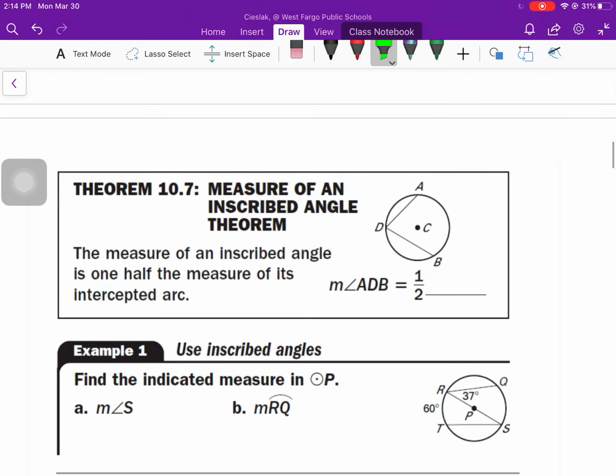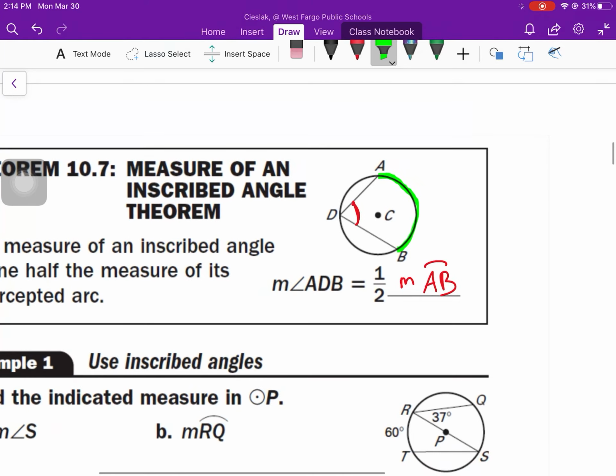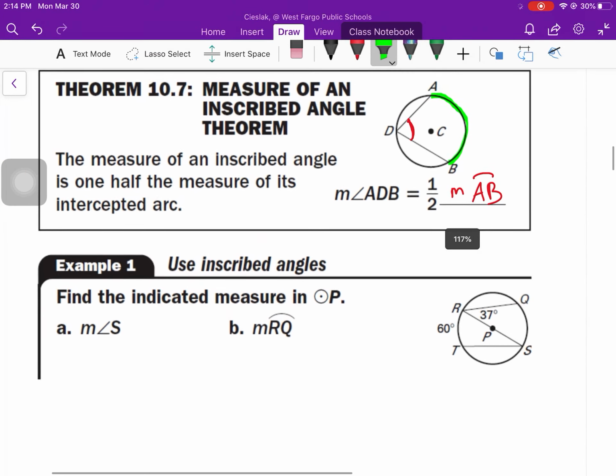Let's go over a couple of theorems here. The measure of an inscribed angle is 1/2 the measure of its intercepted arc. So the measure of angle ADB is equal to 1/2 times the measure of arc AB, arc AB being from right here to right here. So there's a relationship where it's half of it, or you can go the other way where it's double. That angle is half of the arc.